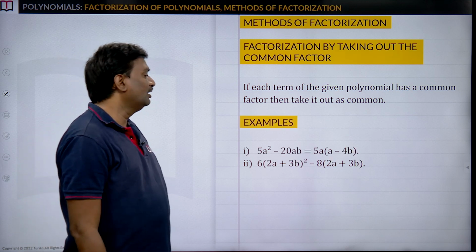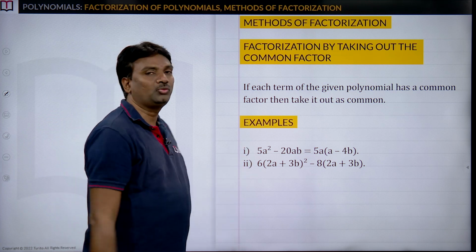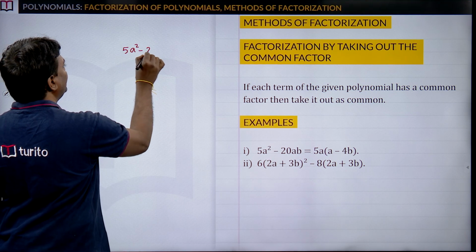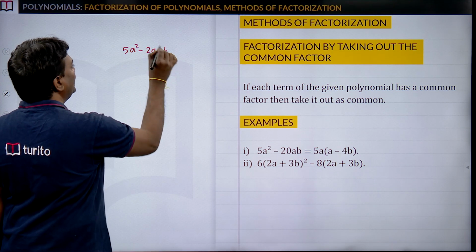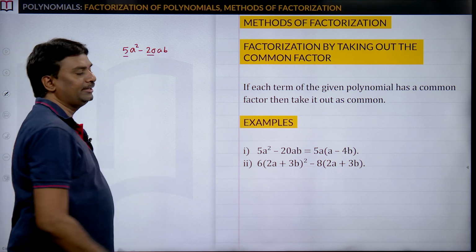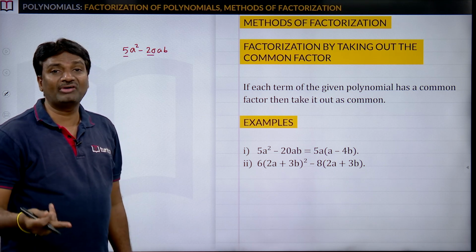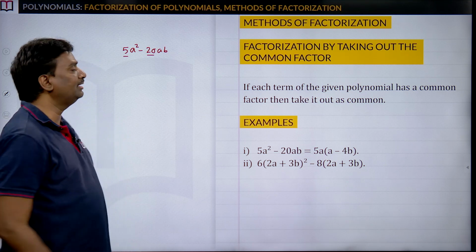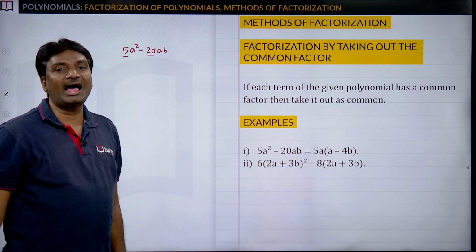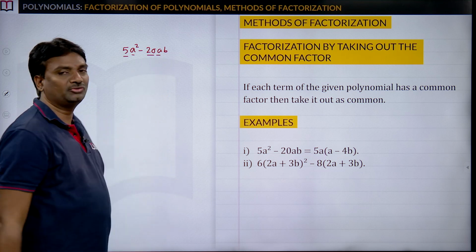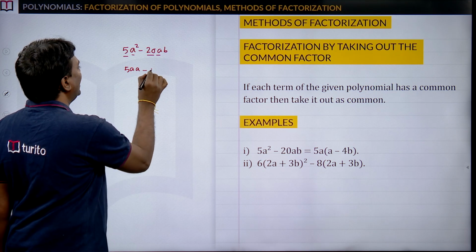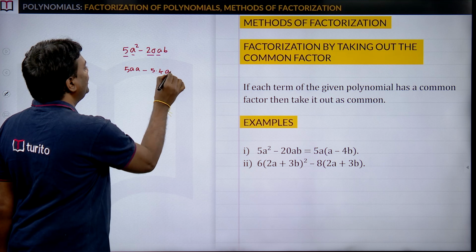Let us take an example: 5a square minus 20ab. First look at the numericals. What are the numericals? 5 and 20, where 20 can be written as 5 into 4. So, clearly 5 is a factor of 20. Here we have a square, which can be written as a into a, and here we have a. So, by writing 5 into a into a minus 5 into 4 into ab.